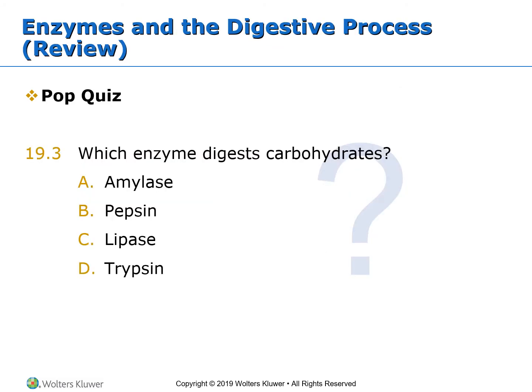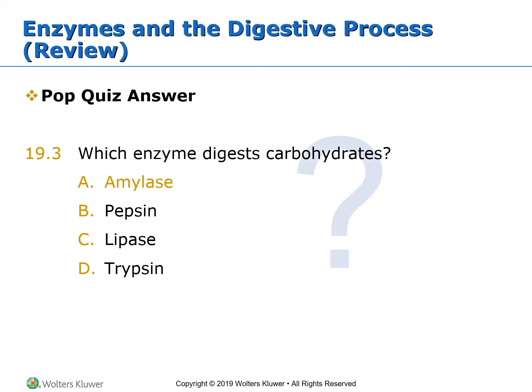Which enzyme digests carbohydrates? The options are A. Amylase, B. Pepsin, C. Lipase, or D. Trypsin. The enzyme that digests carbohydrates is called amylase.